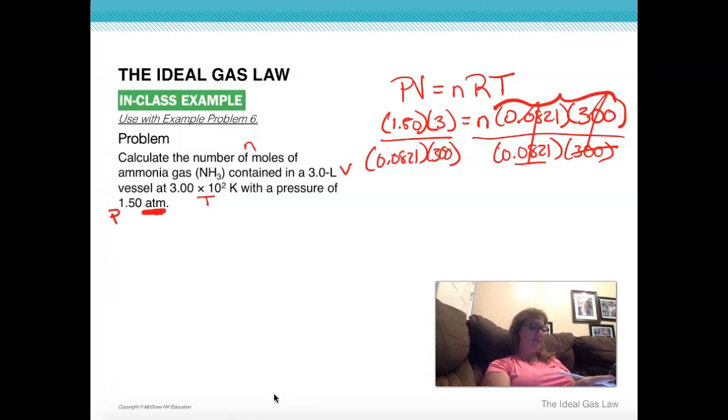Now when I plug it into my calculator, I'm going to plug in 1.5 times 3 divided by 0.0821 divided by 300. Remember, you can't say times 300 or that pops it up into the numerator. And when you do that, you get that n equals 0.183 moles. And that would be how we would work an ideal gas law problem.